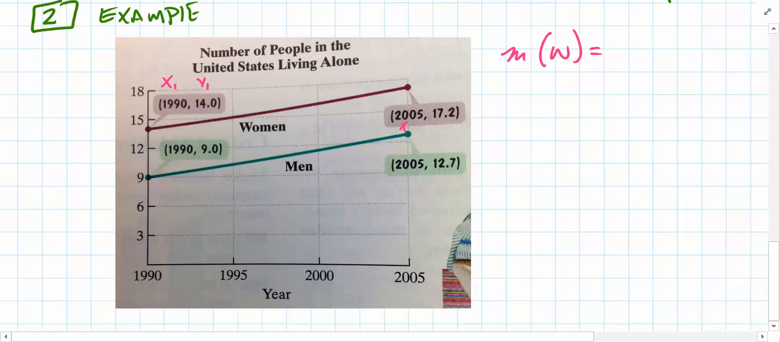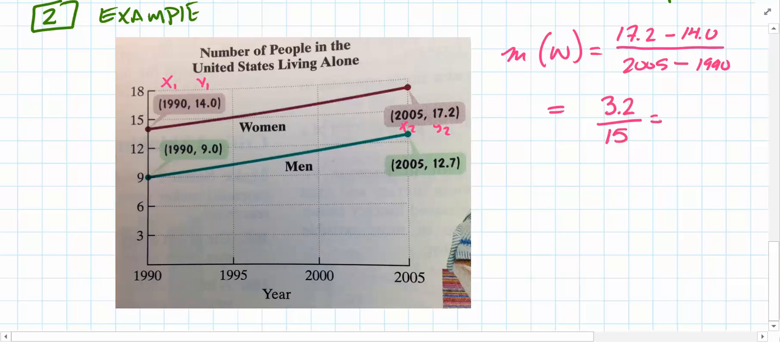How do I calculate slope? You do the formula. So 17.2 minus 14.0, this is in millions by the way, all over 2005, take away 1990. Okay, who's got a calculator? Help me out. What's 17.2 take away 14? What'd you get? 3.2. Okay, divided by, how many years is that? Is that 15 years? Okay, good. So what is 3.2 divided by 15? Help me out. 0.213. Okay, good.